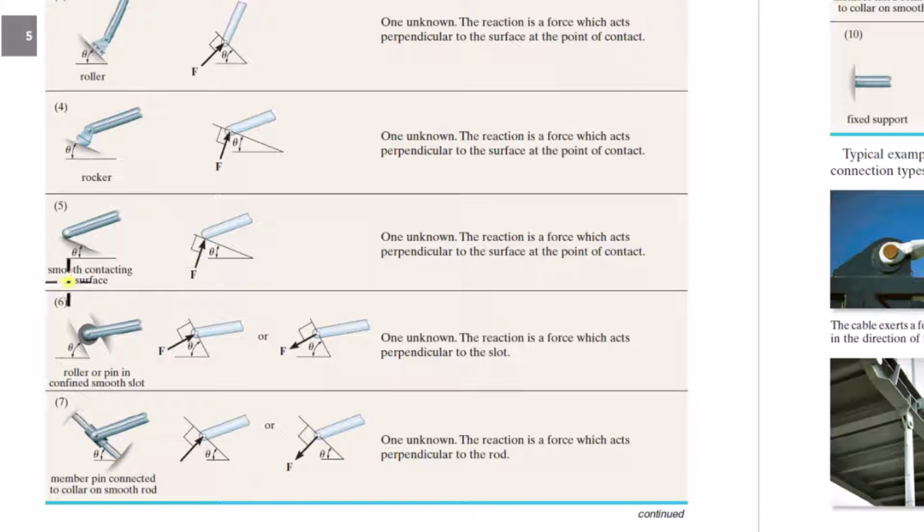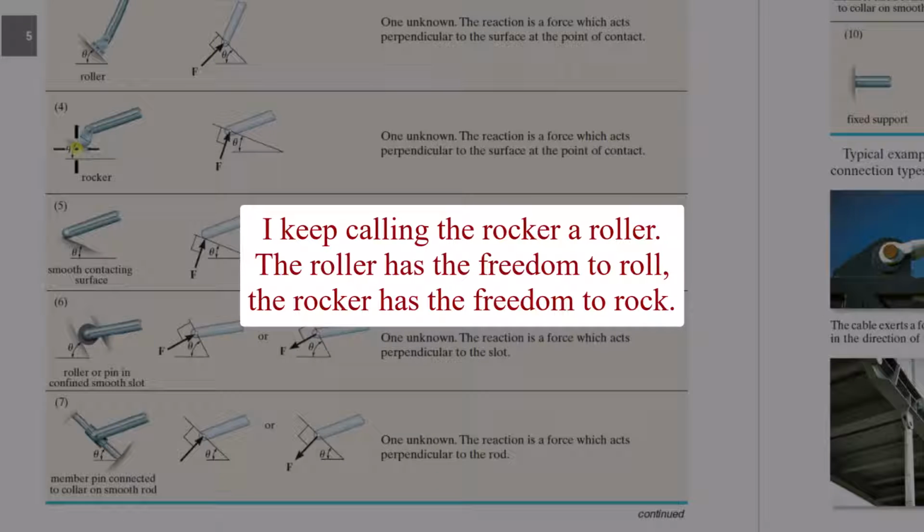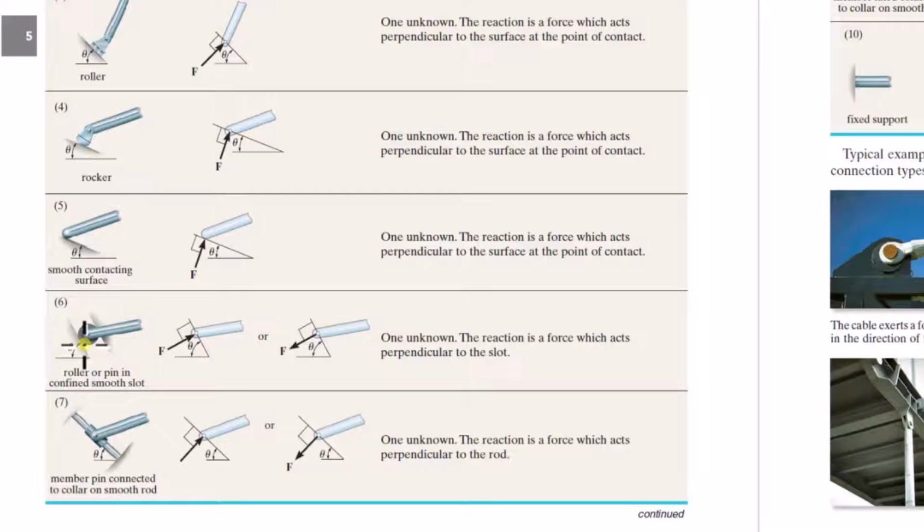But they're saying smooth, and if it's a roller or a rocker, then you don't have to assume a smooth surface. There's no way a roller is going to have any force of sufficient magnitude that's parallel to the surface, because it can roll. Same idea here. If a force gets developed in this direction, then it's going to roll. There is no friction. It's going to roll.